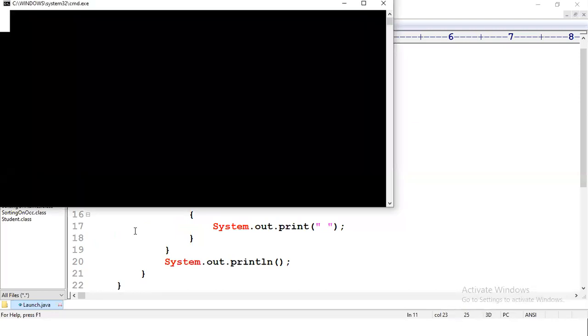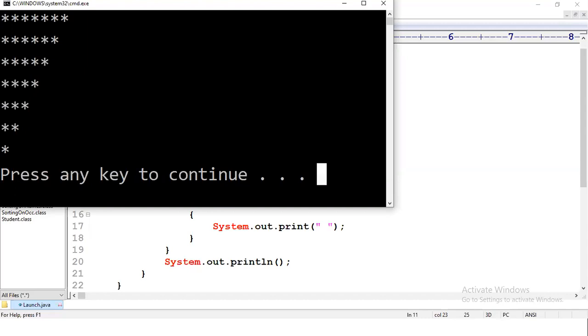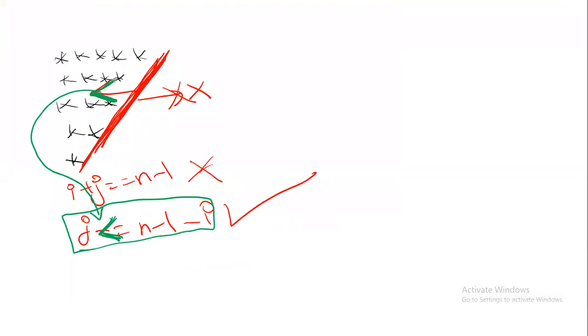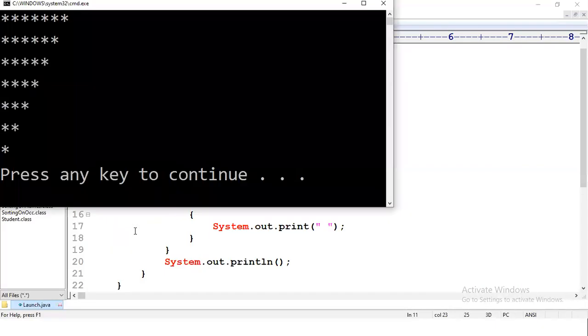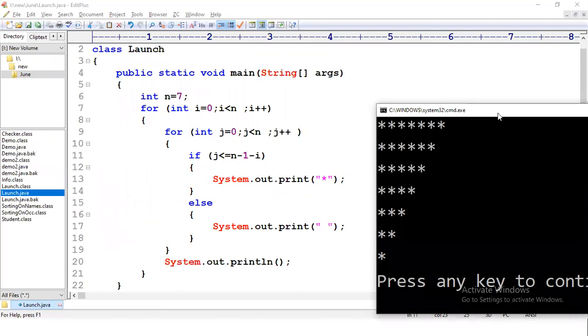So I'll copy, I'll compile, and I'll paste. Execute. See, we got the output. So take this screenshot. I hope you are taking the screenshot now. You can take the screenshot of the code. So I hope you have taken the screenshot of the code.